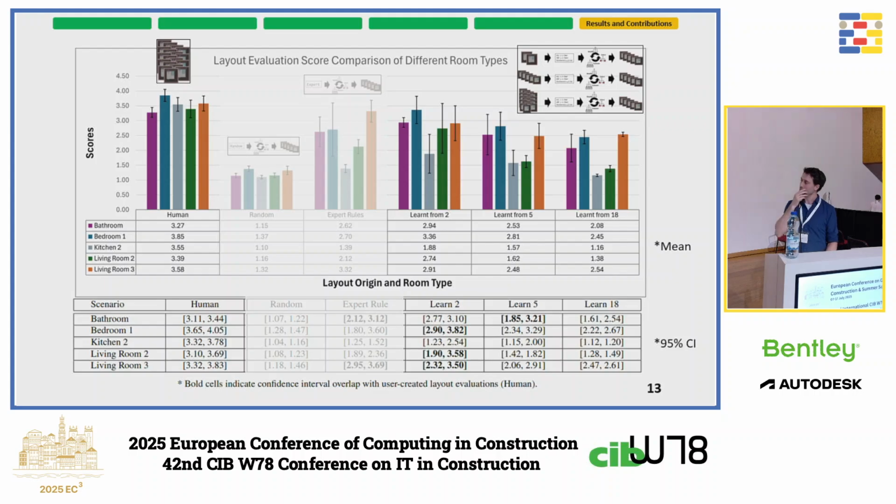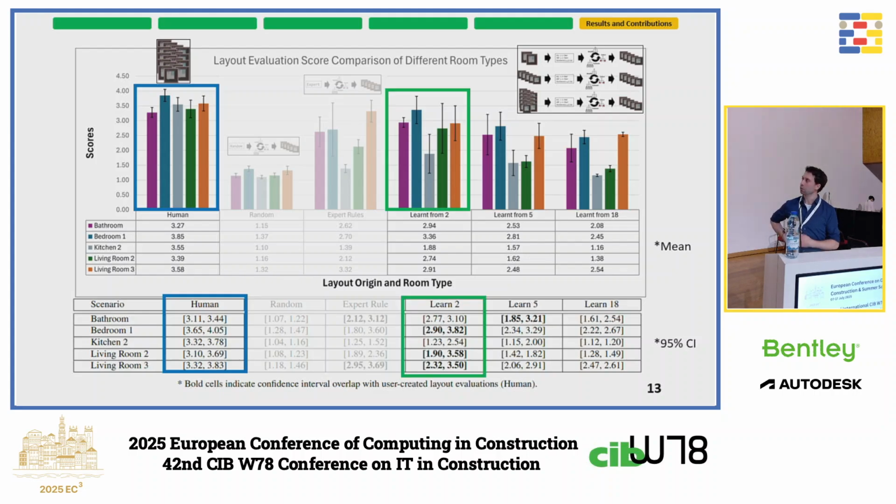Going through the results really quickly here: the humans scored roughly between 3 and 4 on a scale of 1 to 5, so they weren't exactly the highest quality layouts in the end. When we learned from only 2 of those layouts, we got some that are roughly the same quality as the input human layouts. But when we increased the number of layouts, learning from 5 and learning from 18, the quality of the learned rules, and therefore the learned layouts, decreased significantly. That was the end finding for that.